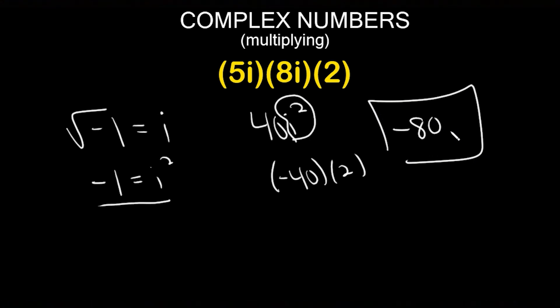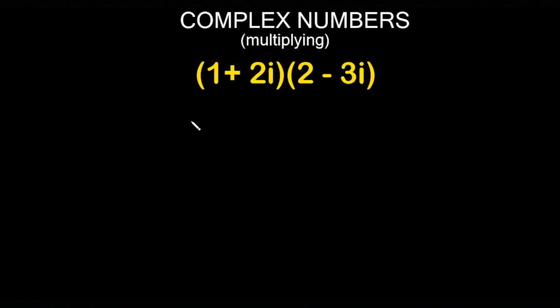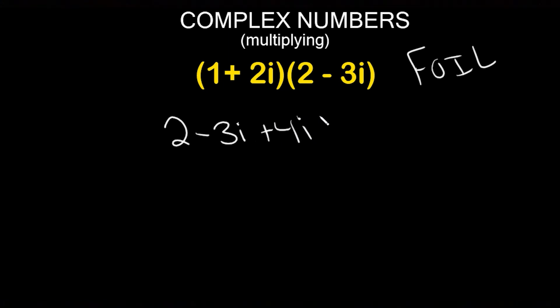Okay, why don't we go ahead and try another example. So here's our next example. I'm multiplying two binomials and they're both complex numbers. So you have to do FOIL here. Again, FOIL is first, outside, inside, last, okay? So doing first, I do 1 times 2 and I get 2. Doing outside, I do 1 times a -3i, I get -3i. Doing inside, I do 2i times 2, I get 4i, so plus 4i. And then doing last, I get -6i squared, okay?